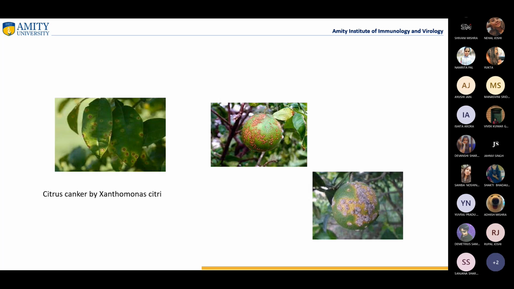Again, the citrus canker on a leaf is seen like that. On a fruit, you can see it is seen like this. These are the initial and these are the later symptoms, which can be seen from light orange color to dark color in the later stages.